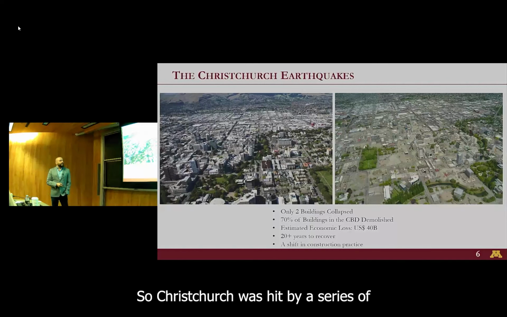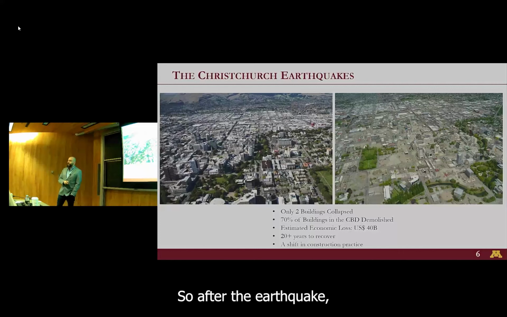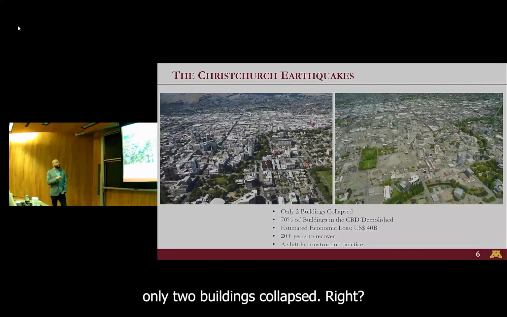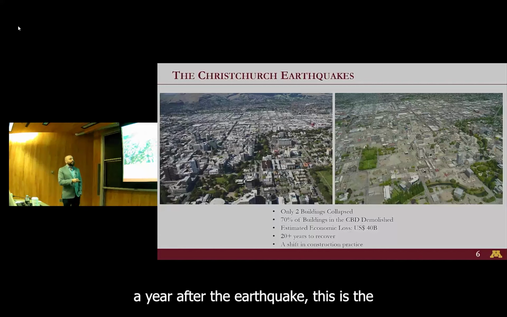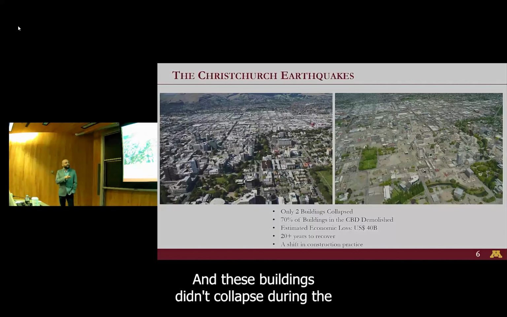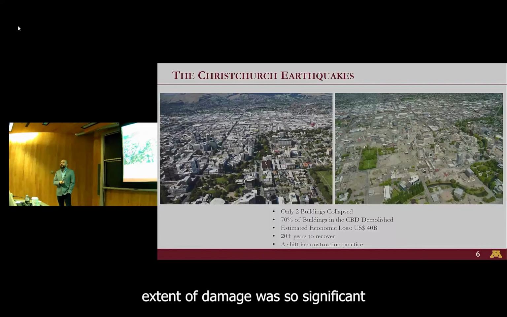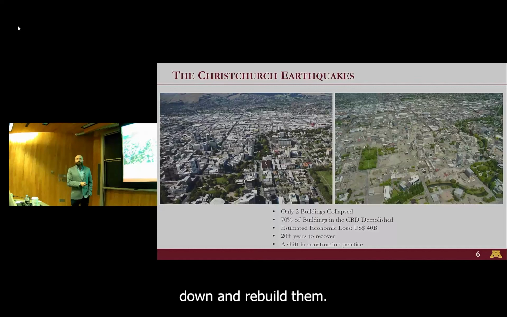So Christchurch was hit by a series of earthquakes in 2010 and 2011, and these guys are experts in earthquake engineering. After the earthquake, only 2 buildings collapsed, right? But a lot of damage. Moving a year after the earthquake, this is the central business district compared to what it was after the earthquake. And these buildings didn't collapse during the earthquake. Again, only 2 buildings collapsed. But the extent of damage was so significant that they had to tear down and rebuild them.